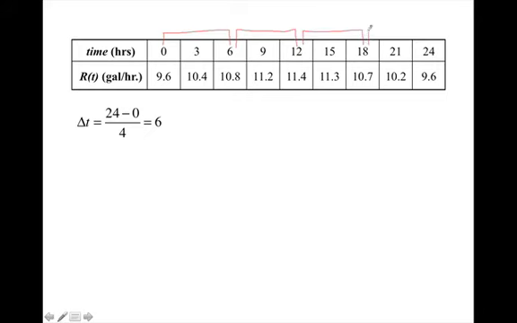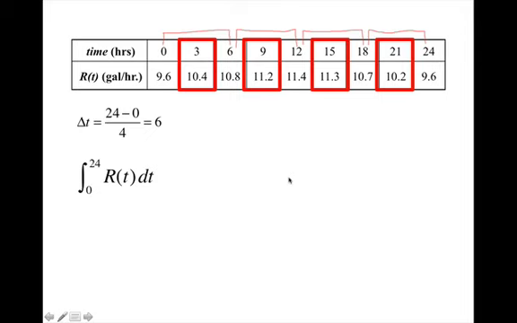and another one here. Now, since I want the midpoint of each of these x values, I'm going to use 3, 9, 15, and 21. So when I set up the Riemann sum for this, I'm going to use these four values for the rate of water flow as the heights of my rectangles. And I know my change in x, or the width of the rectangles, is 6.